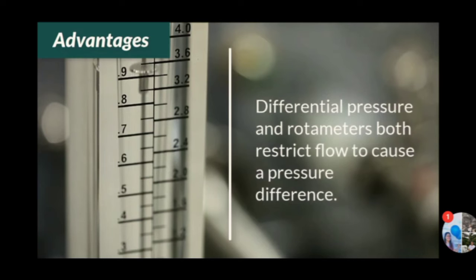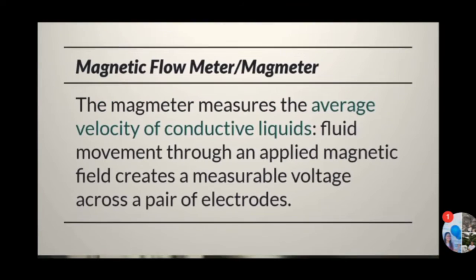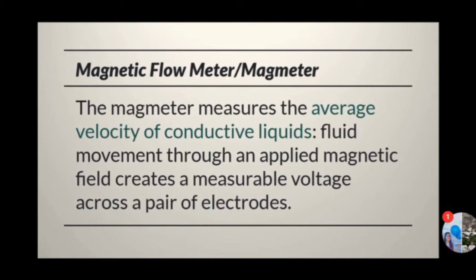Differential pressure and rotometers both restrict flow to cause a pressure difference. One advantage of magnetic meters and ultrasonic meters is that they don't restrict flow.